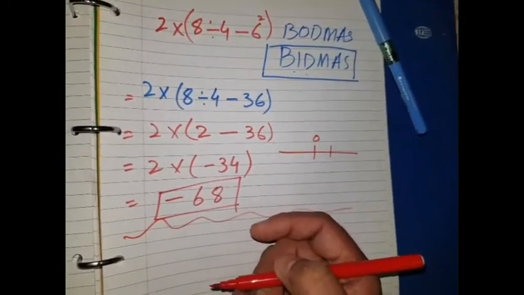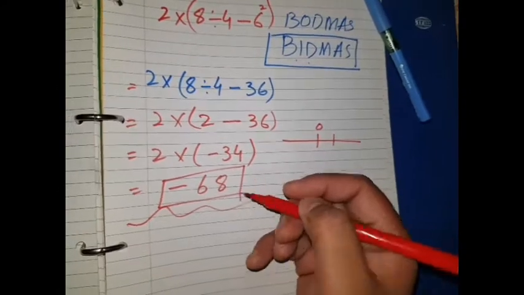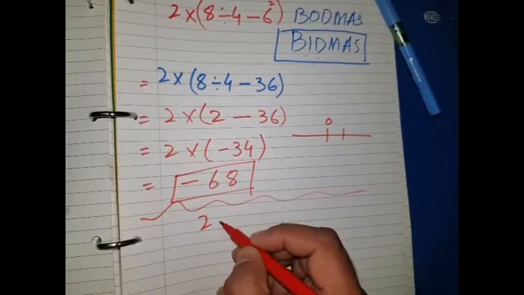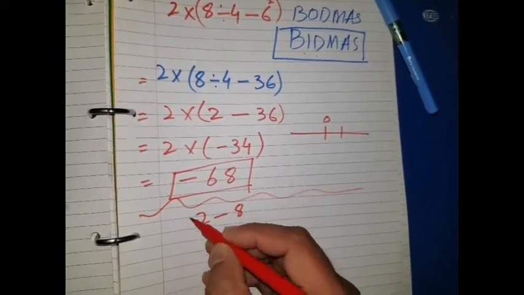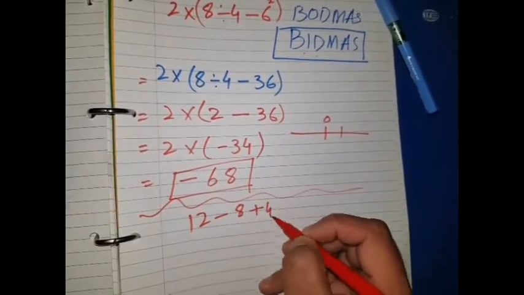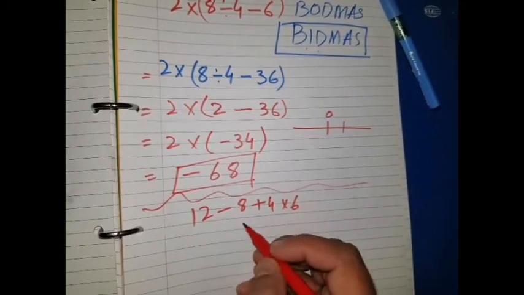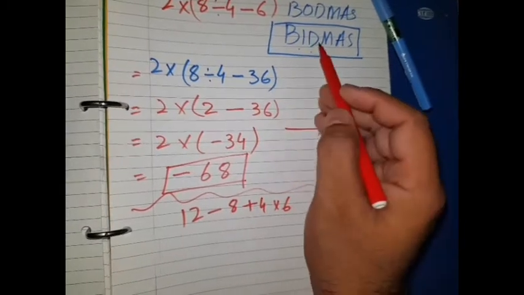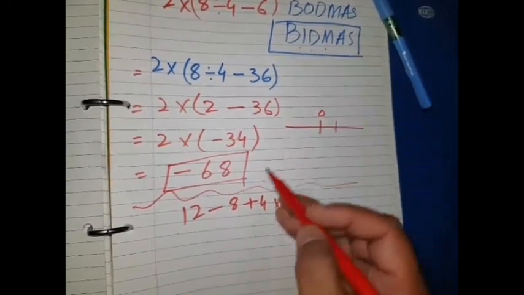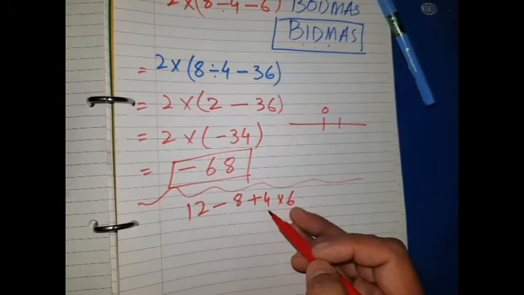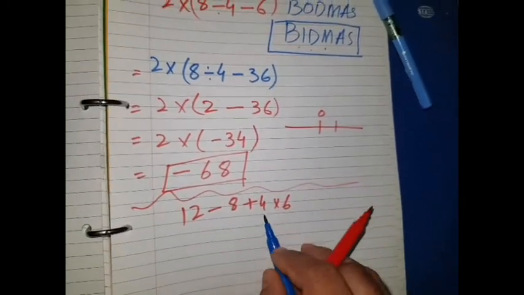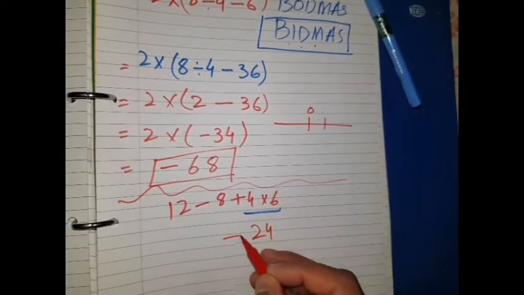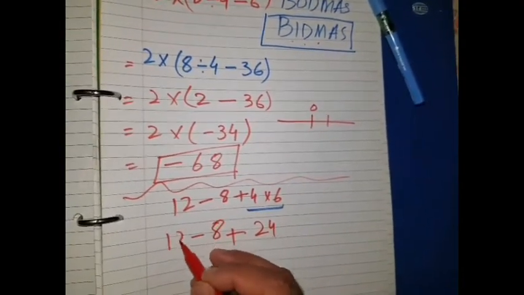Next topic, we're going to work with algebra. But before we start algebra, we have to pay attention to BODMAS. So I will again mention it here: 12 minus 8 plus 4 times 6. So first of all, in this one, I will do multiplication, because I know that after multiplication, I have addition and subtraction. First, I will do 4 times 6, which makes 24. So 24 here, I'll bring plus down, 8 down, minus and 12 down.